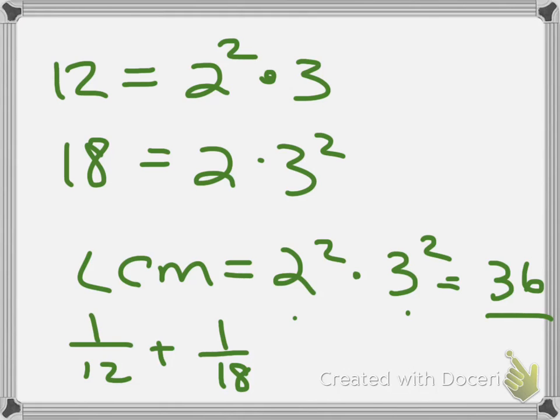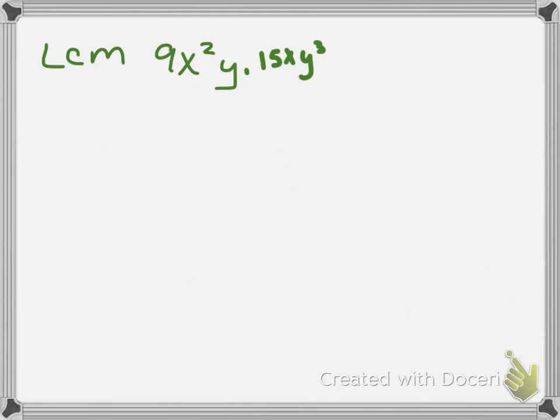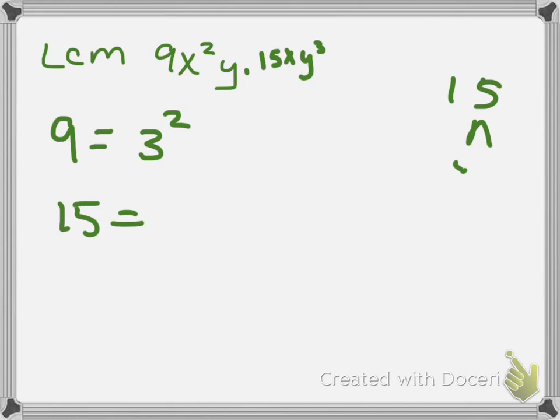All right. So let's do some with letters now, because that's what you're going to be doing. We've got 9 and 15, and we have x squared y and x y cubed. Of the 9 and the 15, we're going to do our factor trees. 9 is going to be 3 squared. And 15, if we did that out, we'd have just 5 and 3, right? So we have our 5 and our 3. We don't have a 5 to compare up here. Remember, we're taking the highest? So we have no 5s up there.